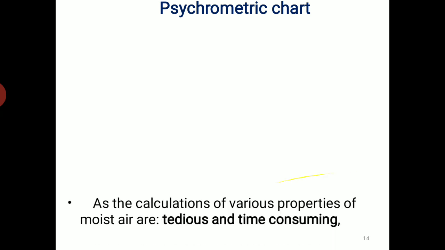The same calculations we can reduce. We can directly find phi, W, the dry bulb temperature, the saturation temperature, everything directly from the chart. In order to reduce the burden of these calculations, we can directly find values from the psychrometric chart. So what is this psychrometric chart?